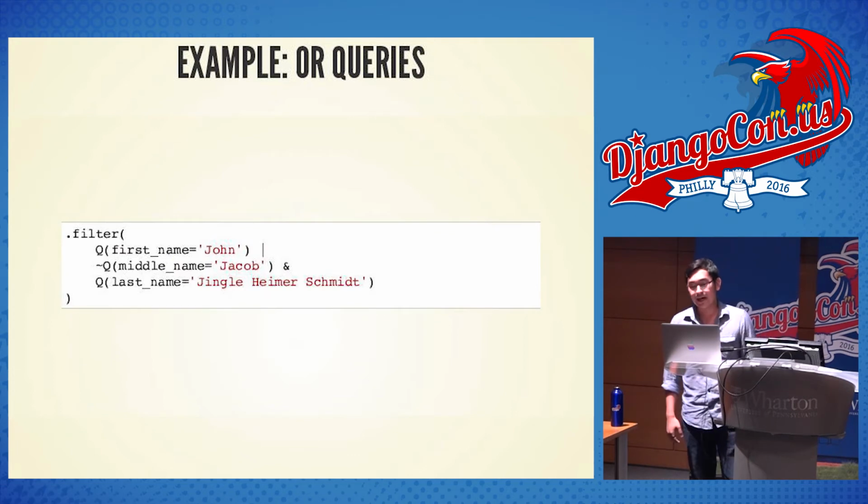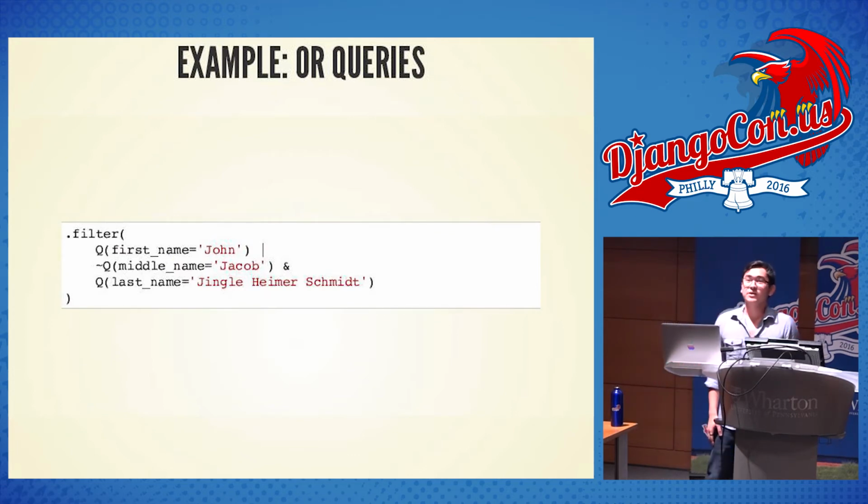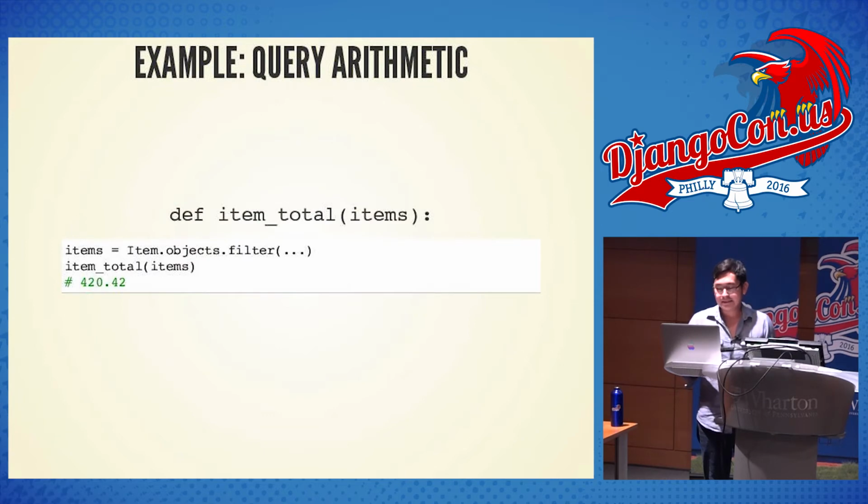Theoretically, you can create as complex of Q expressions as you want, as long as they can be combined with bitwise ORs, ANDs, and NOTs. Now suppose sales comes to you and they say, we really want you to build us some dashboards. We need to track our metrics, our KPIs.